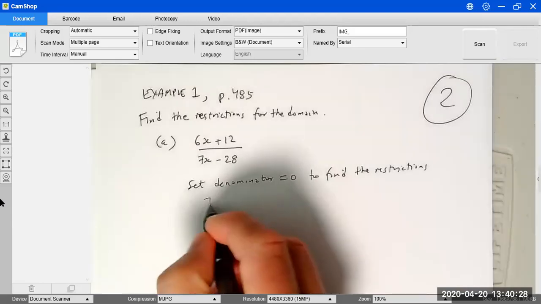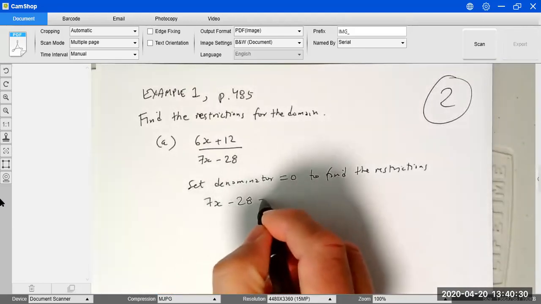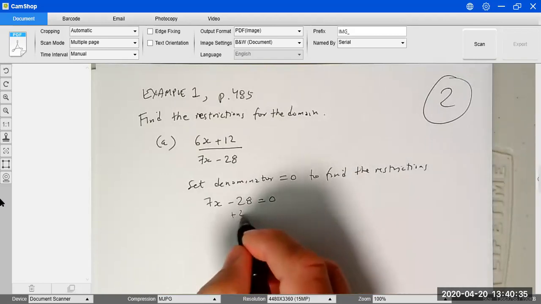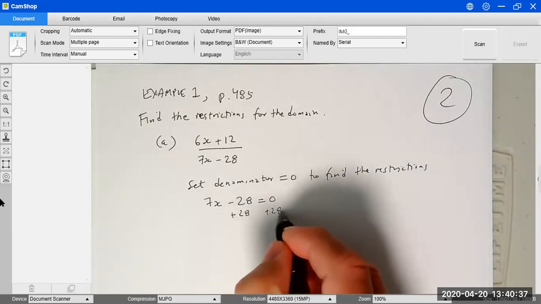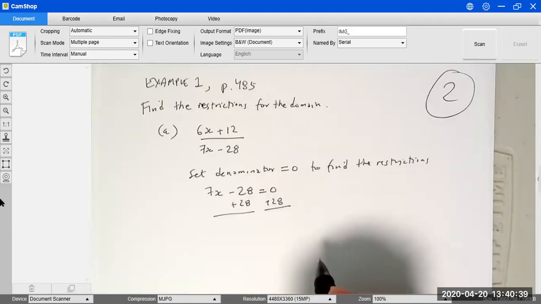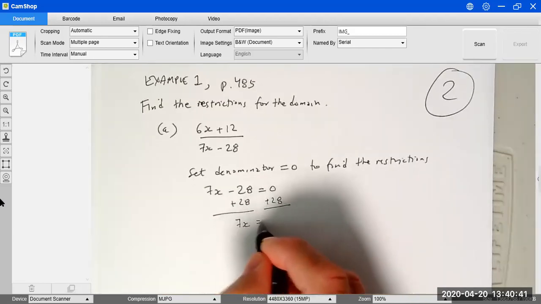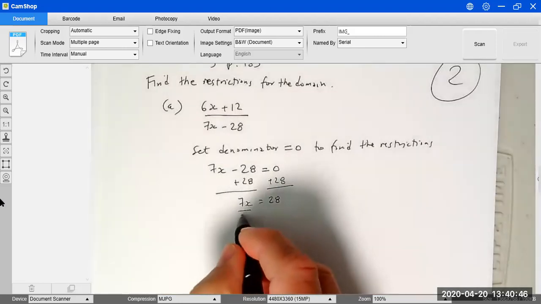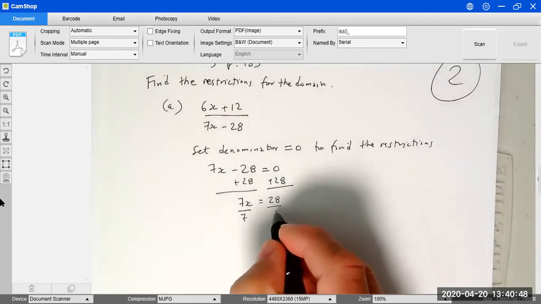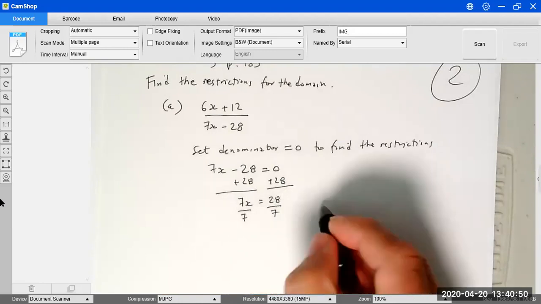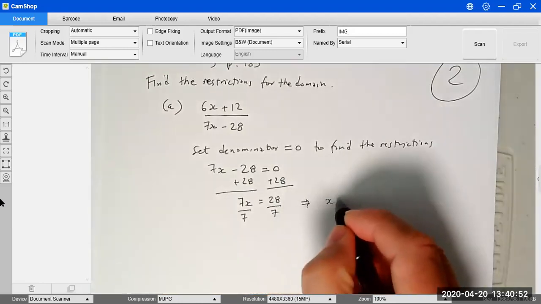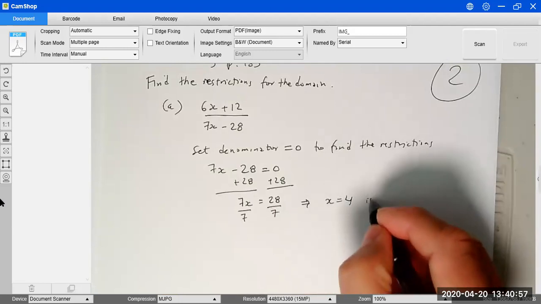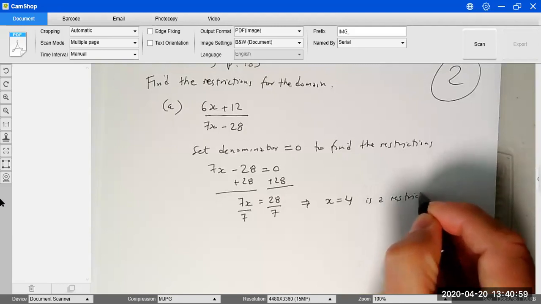So in this case, 7x minus 28 is going to be equal to 0, and we solve the equation. You need to add 28 to both sides of the equation, so you end up with 7x equals 28. The last step, as usual, is dividing by the coefficient of the variable. So if you do that, you're going to get x equals 4. So 4 is a restriction.